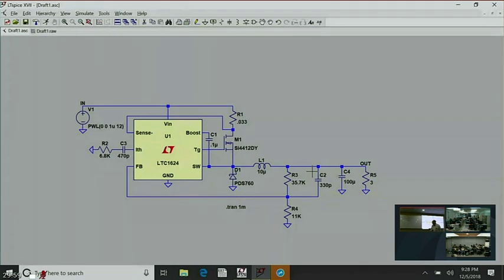Okay, let me first show how frequency foldback is implemented in this. So the controller has to detect if the output is shorted to ground. If the output is shorted to ground, it goes into frequency foldback. And the way that's implemented is the feedback pin is driving two signal paths. One goes to the error amplifier, the normal feedback loop, and the other goes to the short circuit to ground detector. Now the short circuit to ground detector is a comparator. So the feedback pin is also driving a comparator, and that is the short circuit to ground detector.